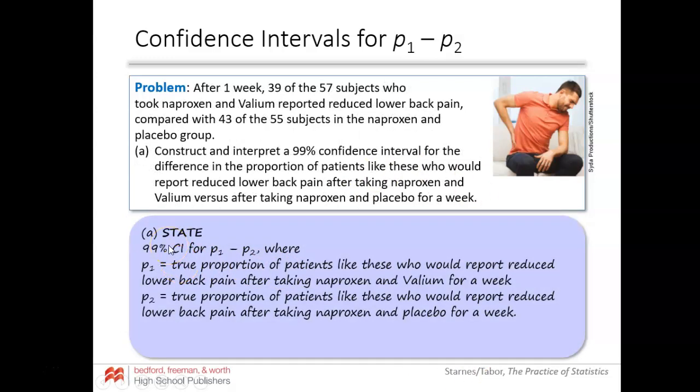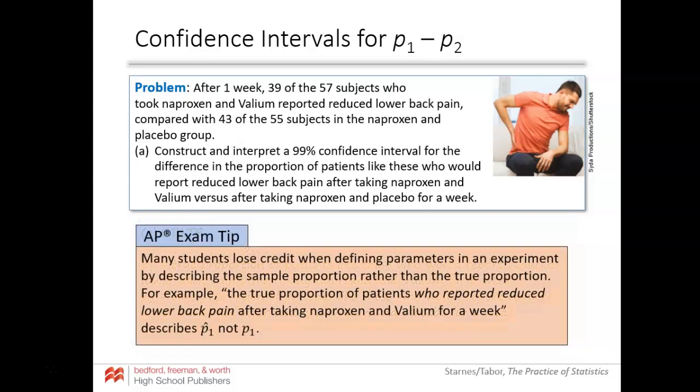First, we have to state what we're looking at, which I know has seemed redundant because it was so obvious in the previous parts of the chapter. A little less obvious here in the difference of proportions. So we want a 99% confidence interval for P1 minus P2, where P1 is the true proportion of patients like these who would report reduced lower back pain when taking naproxen and Valium. And then P2 would be the group with naproxen and placebo. But you did have to state who was who and which order you were subtracting them in.